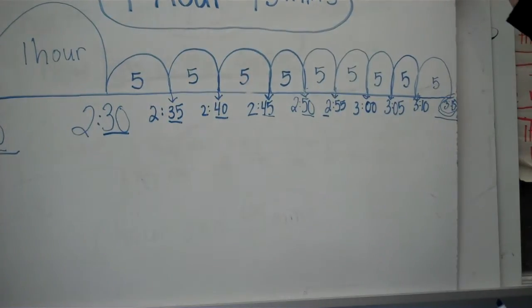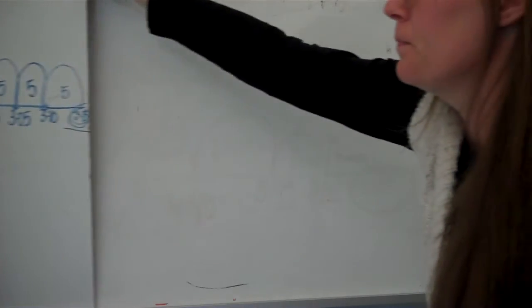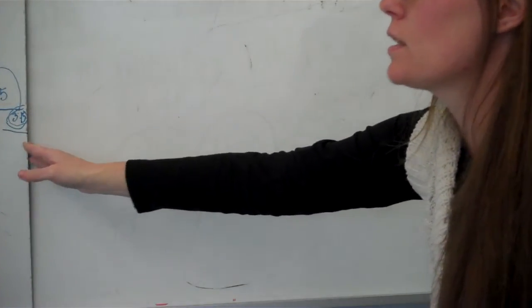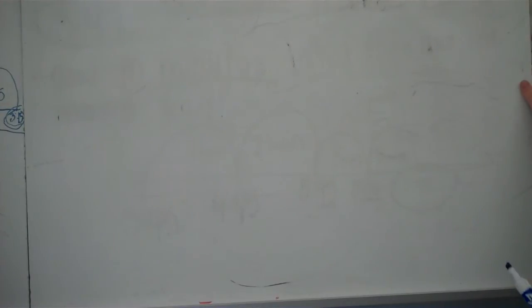Okay, let's take a look at our second problem. The second problem is a little bit different. It says that Jocelyn is going swimming for 2 hours and 35 minutes. She will start at 11:40. What time will swimming end?